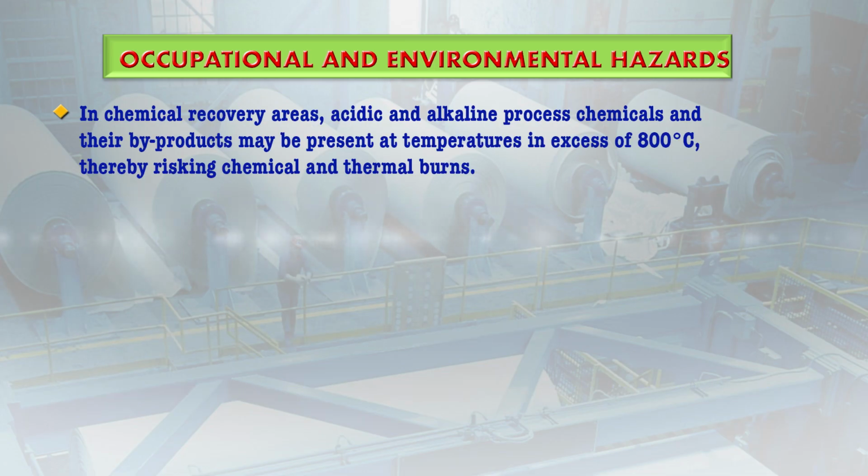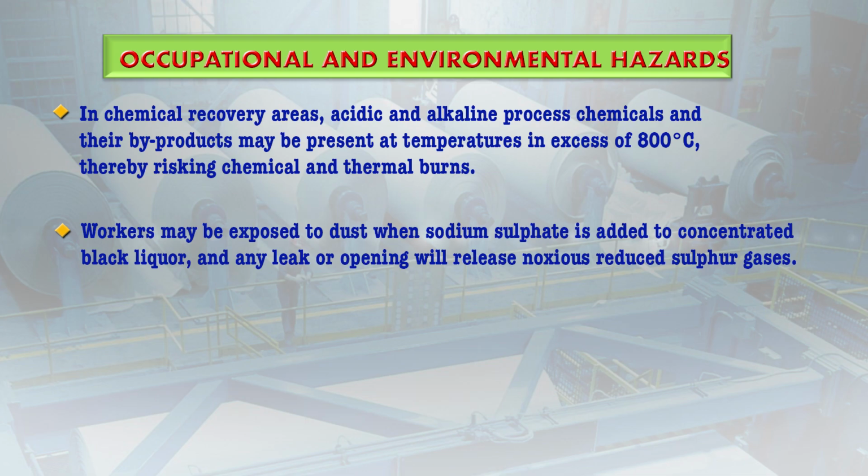Now in the chemical recovery areas, we find the acidic and the alkaline process chemicals, and these also have their byproducts. Their byproducts may be present at high temperatures which can exceed 800 degree centigrade. So the workers are at risk of chemical and thermal burns. So they need to do these processes very carefully. Now the workers may also be exposed to dust when the sodium sulfate is added to the concentrated black liquor, and if there is any leak or any opening, that will release these noxious reduced sulfur gases.